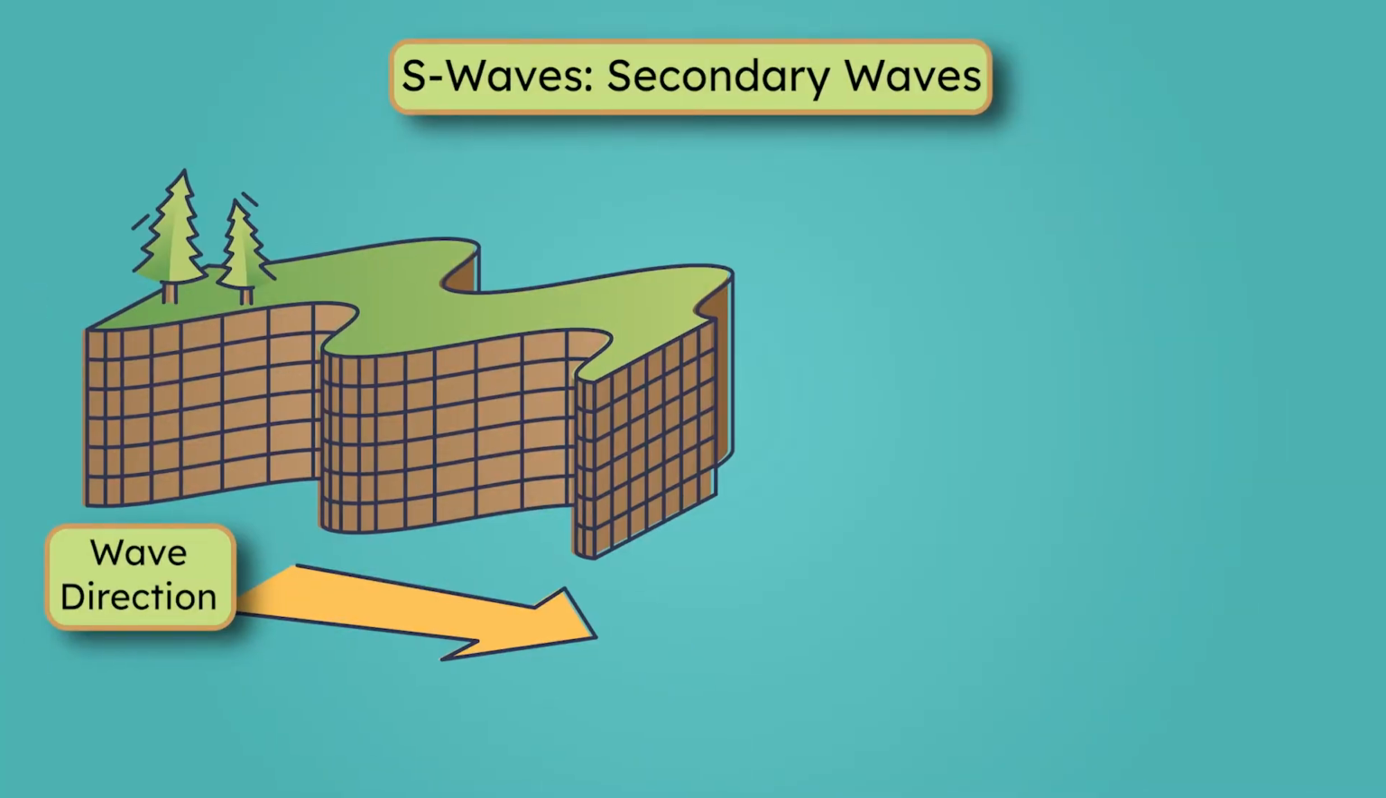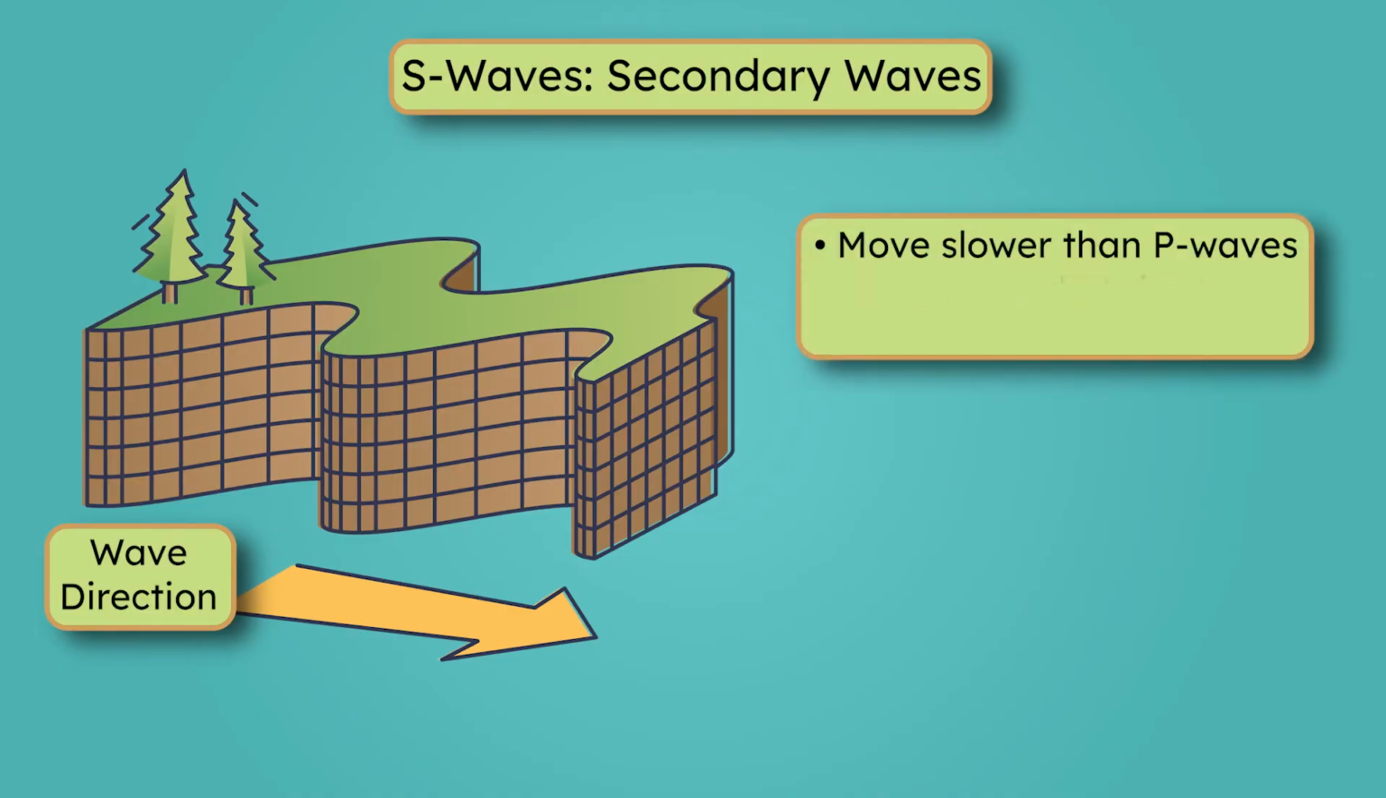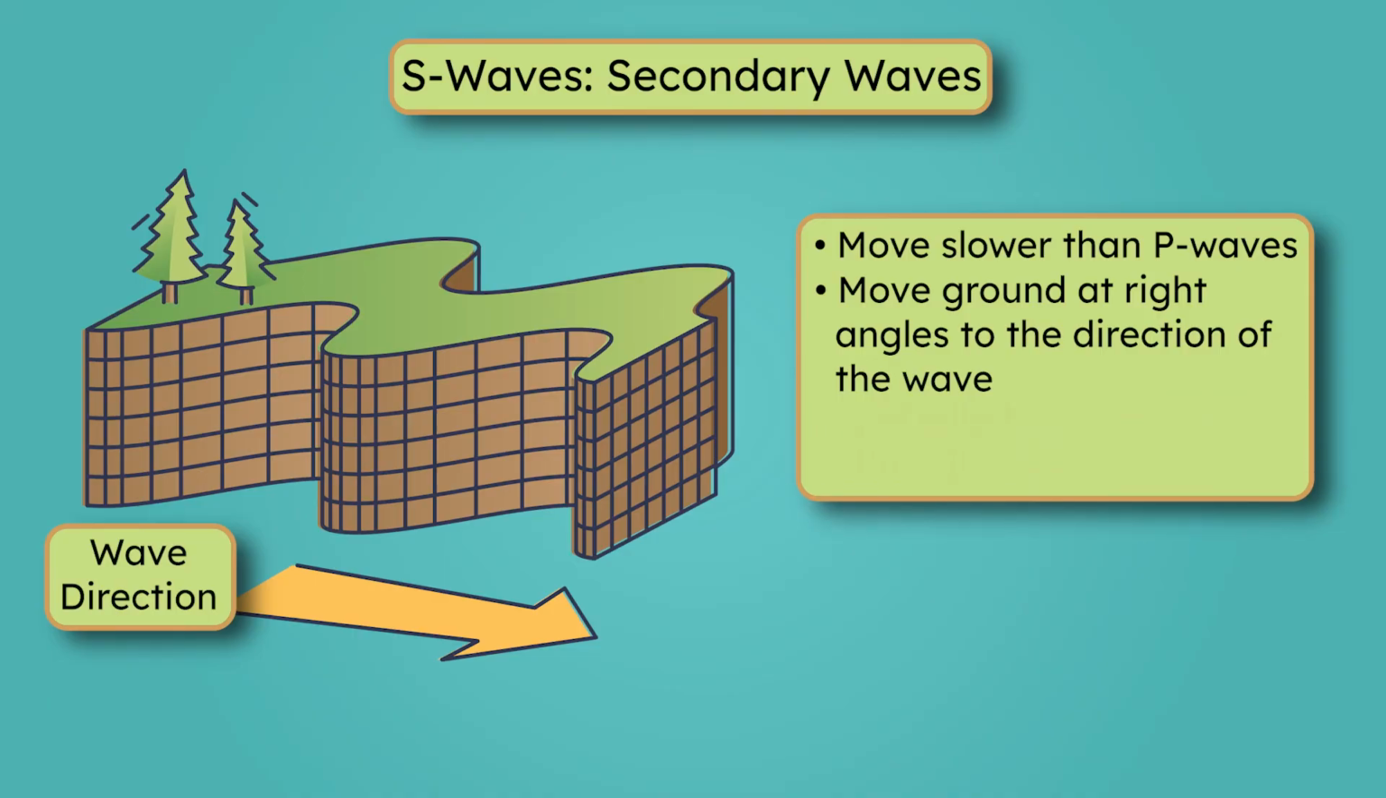The second type is S waves, or secondary waves. S waves move more slowly than P waves and move the ground side to side, at right angles to the direction the wave is traveling. Unlike P waves, S waves can only travel through solid materials.